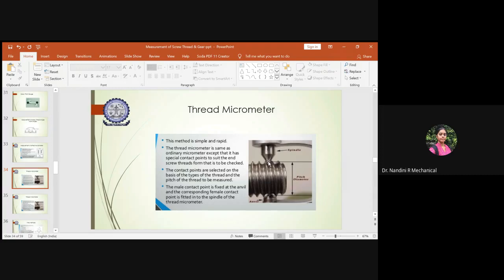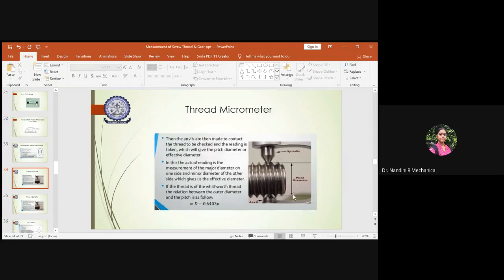Similarly, if they ask you, you need to draw the screw thread. How does it look? Show the clamping position for the spindle and the anvil, and show from where to where, from the crest here, you determine the pitch diameter. Also show the equation for the pitch diameter, which is d minus 0.6403 times p. So this you have to show.